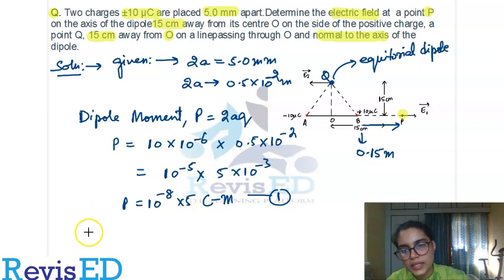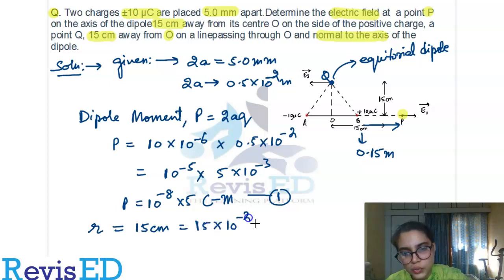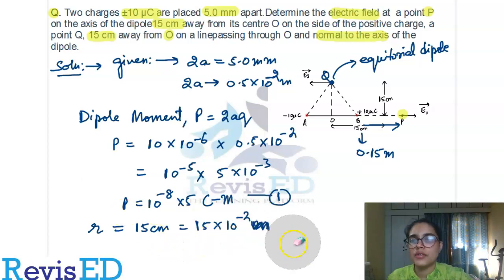So the r value, meaning the distance from the center to the axial point P, is given to me as 15 centimeters. It can be written as 15 into 10 to the power minus 2 meter, right? It can be written in meters. This is what we have. So now let's solve the question. We have just written down what all we require.